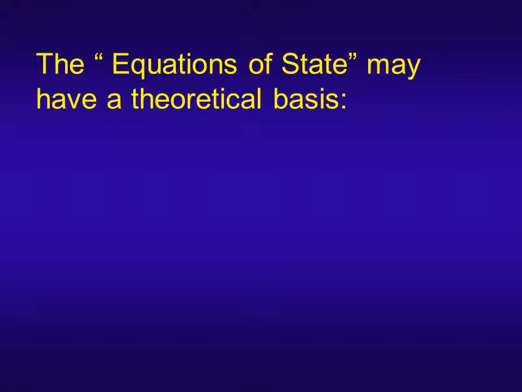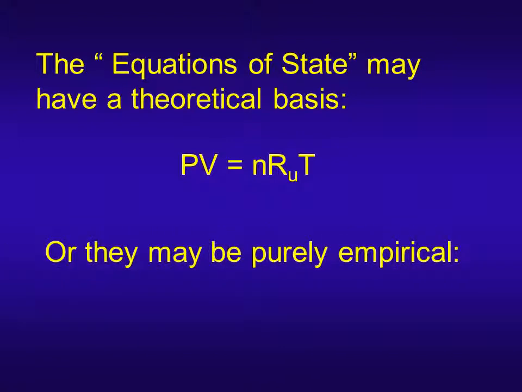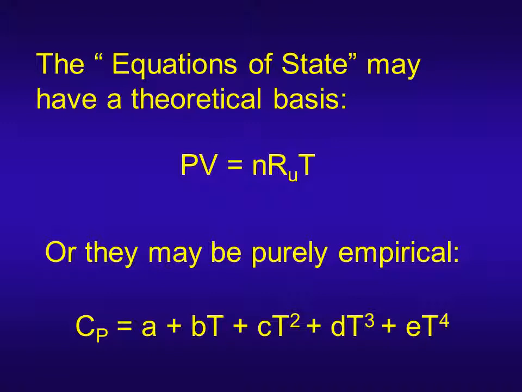Okay, equations of state may have a theoretical basis like PV equals nRT. That's what we call a theoretical equation, and it's based on molecular behavior. Or you can take something like CP, which you calculate purely from empirical data, meaning you collect a lot of data on CPs and you regress it using statistical techniques to find these parameters A, B, C, D, and E. Basically, that's a data fitting equation.